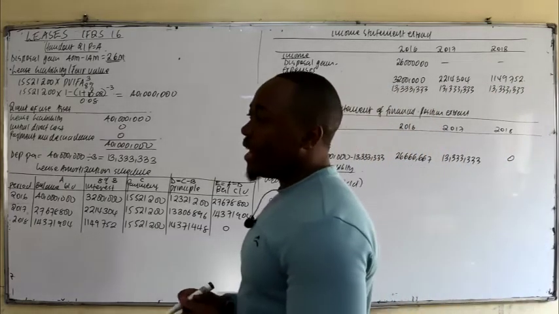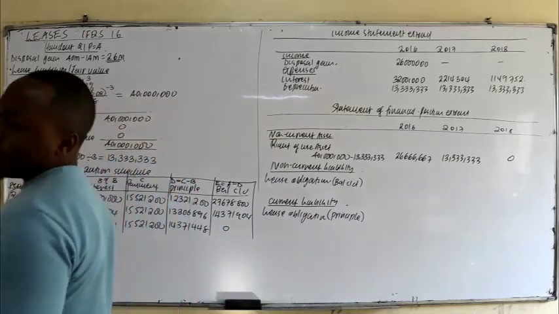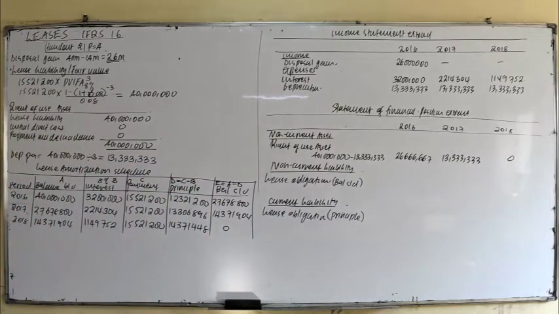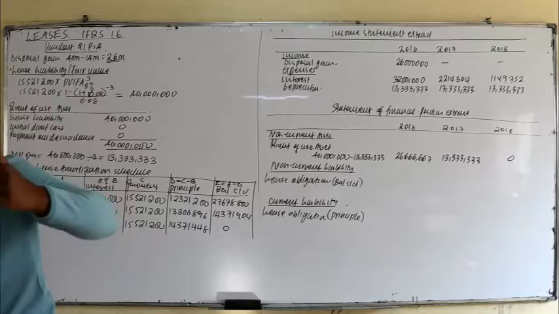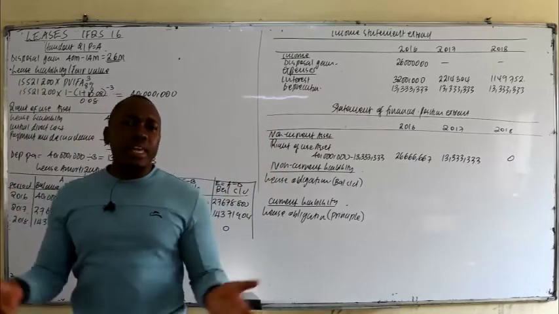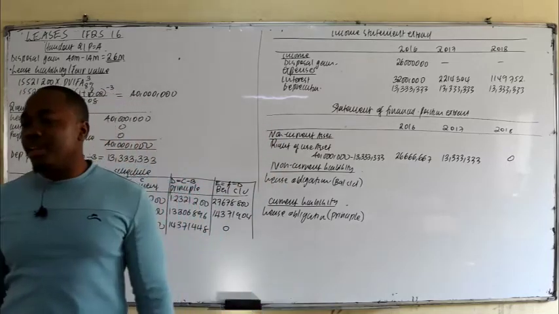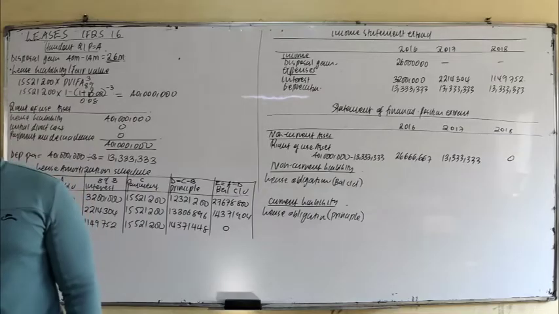If you pay within 1 year, that one does not become a liability. Are you together? Because we present the financial statement at the end of the year. So what we pay within that 1 year is no longer a liability. So there is nothing like that.